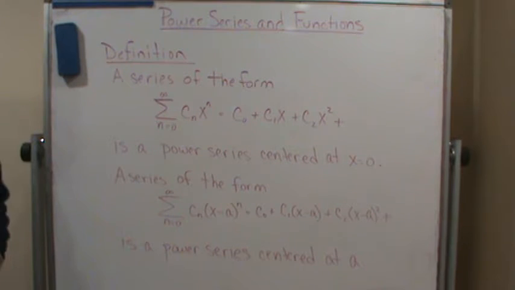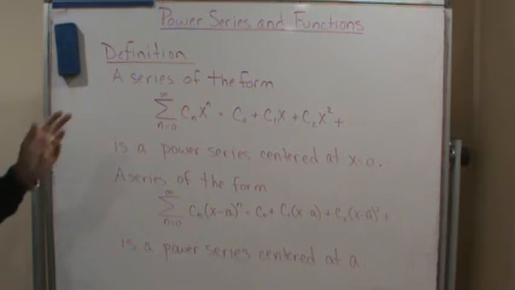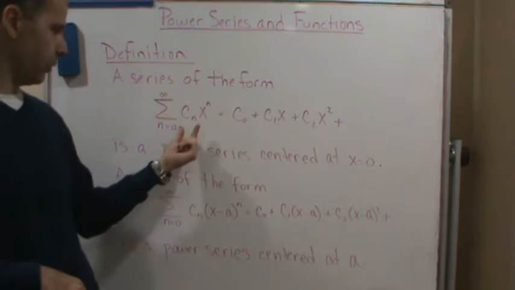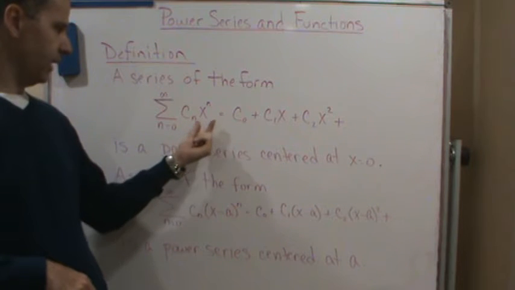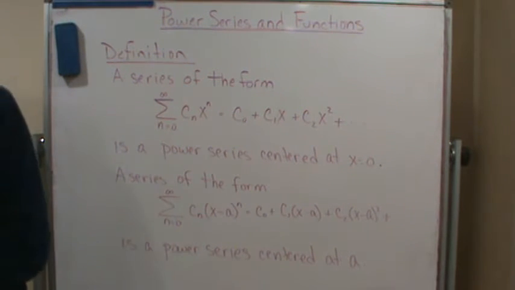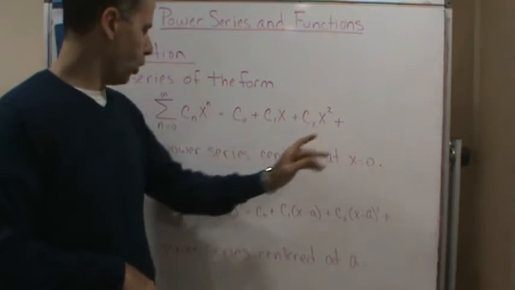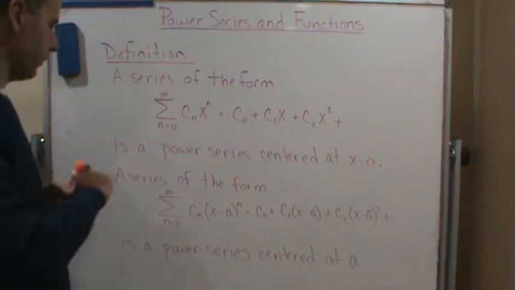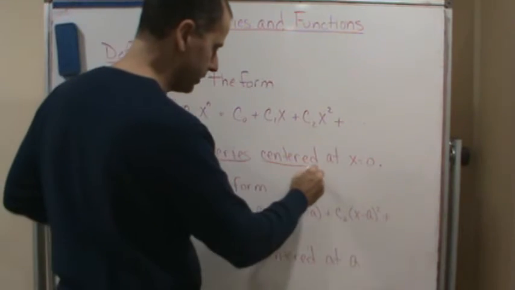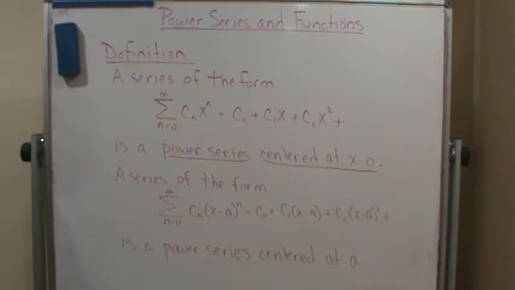So the definition of power series, there's basically two different definitions depending on the center. Okay, so a series of the form where we have the coefficients, which are c sub n, and then we have x to the nth power. Anything of this form is called a power series. Those are the coefficients, c sub n are constants, and x is the variable, right? So anything of this form is called a power series, and we use the term centered at x equals 0. So it's centered at 0.